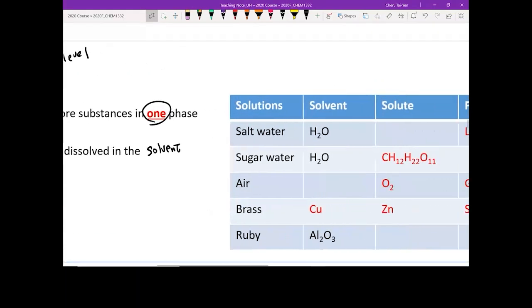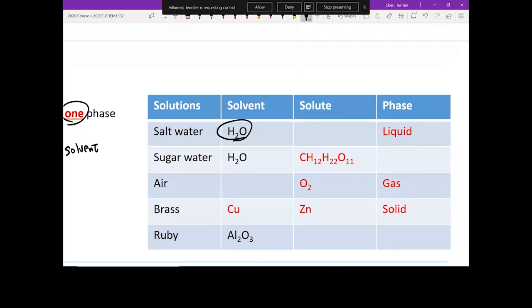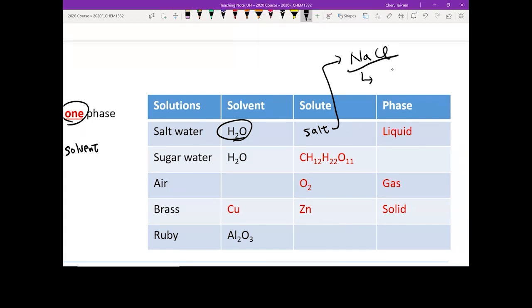Examples of solutions, I hope, will give you a better idea. Salt water is a solution. Here, the solvent is your water, or H2O, and the solute is simply your salt. To give you more chemistry flavor, it is sodium chloride. One thing you want to be careful about: if you throw sodium chloride, which is a white solid, into the water, the white solid disappears, right? Because when sodium chloride dissolves in water, it becomes Na+ and Cl-, and those ions are surrounded by the water molecules. Then they form a homogeneous solution. We call this a liquid phase solution.